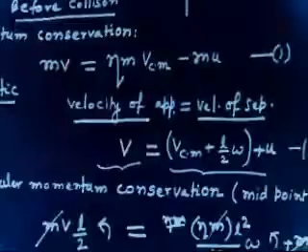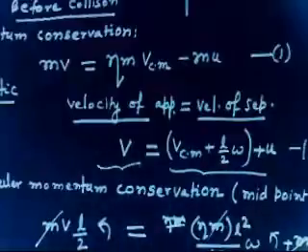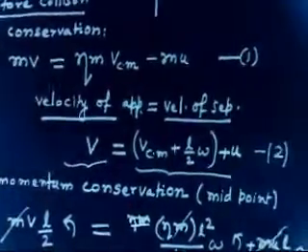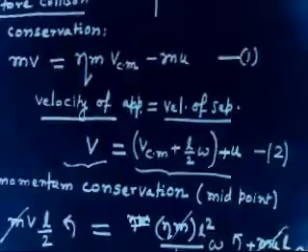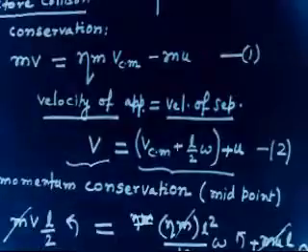Either you write energy conservation, since the collision is elastic, or you can write velocity of approach is equal to velocity of separation. If somebody wants, you can write the energy conservation, but it will not give you more information. It will give you the same information. So if somebody says the collision is elastic, you have two options. Either you write velocity of approach is equal to velocity of separation, or you write energy is conserved, that is, energy initial is equal to energy final. Both are going to give you the same equation.